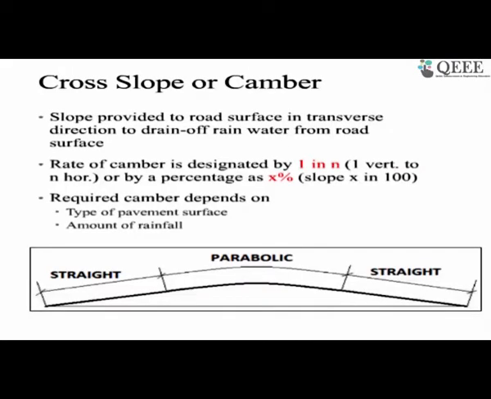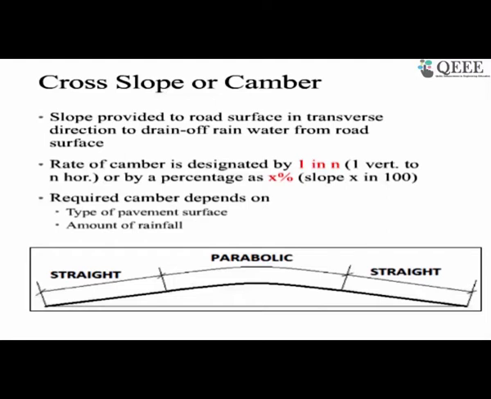So now moving on to the next part, another cross-section element, which is the cross slope or camber. As I told you, when you travel on the road, you will see that the road is sloped on left and right in a straight tangent section. This is not a super elevation or the banking which we need to provide, but this is actually cross slope.